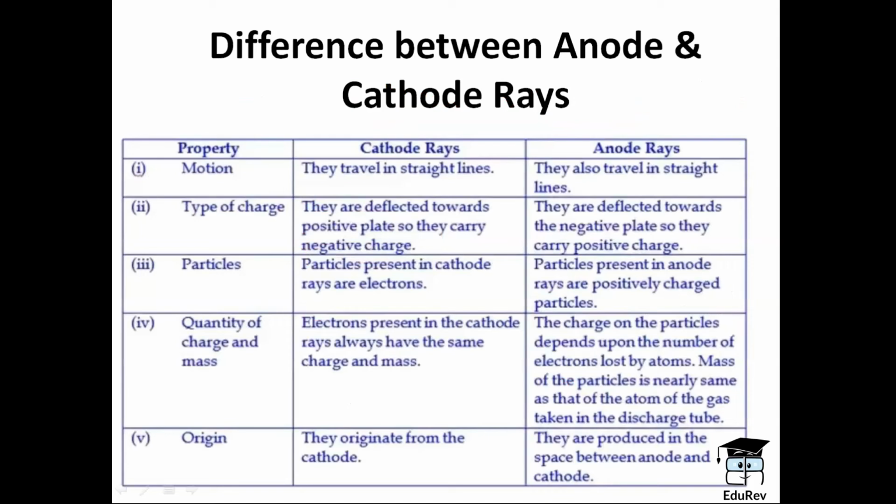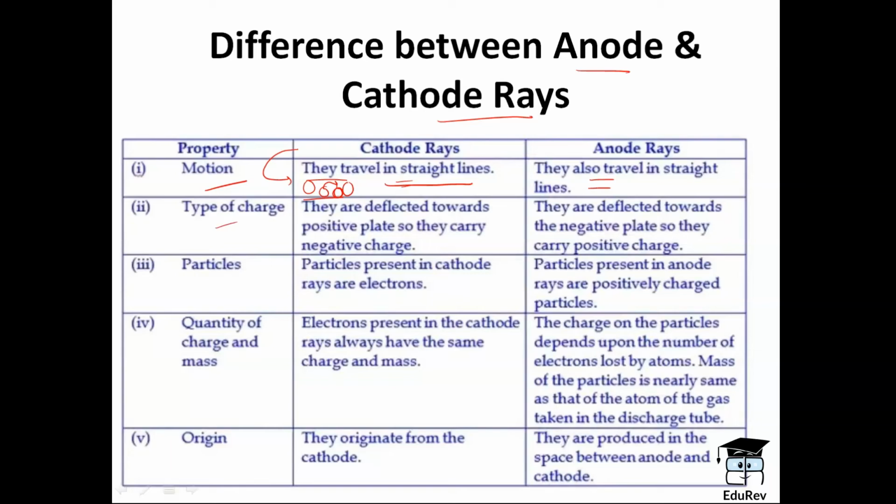So what was the difference between anode and cathode rays and how their properties vary from each other? We will have a quick look at these properties too. So the property is motion. Cathode rays, they travel in straight lines. Anode rays, they also travel in straight lines. That they travel in a straight line was proved by an experiment in which, in a discharge tube, a metal cross was there and a shadow was placed exactly behind this metal cross. This led to the result that cathode rays traveled in a straight line.